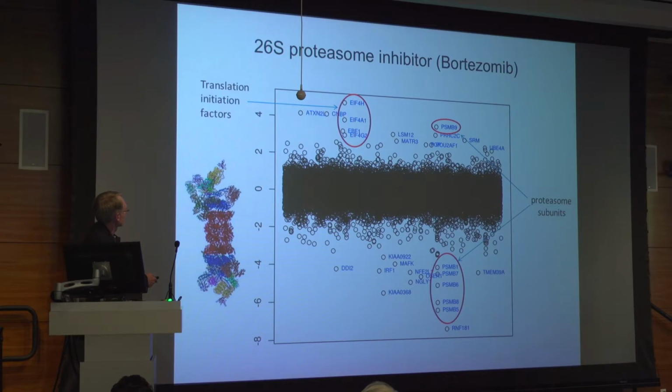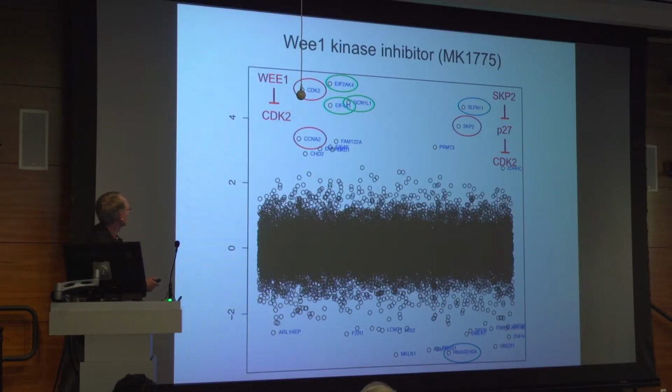Here's one of the very few drugs against the ubiquitin system, a 26S proteasome inhibitor called bortezomib. And you can see you get these interesting patterns. So translation initiation factors actually suppress sensitivity to the drug. A lot of proteasome subunits confer sensitivity, but some of them confer resistance. And so this is another indication that these complex feedback loops can exist, and you can't necessarily predict how the system's going to respond.